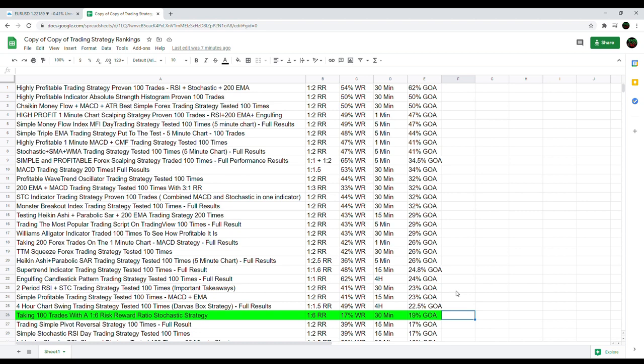All right, so yes, it's not good. This strategy is not good. It's not meant to be good. So you don't need to tell me it's a bad strategy in the comment section.